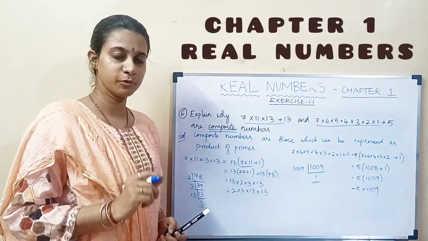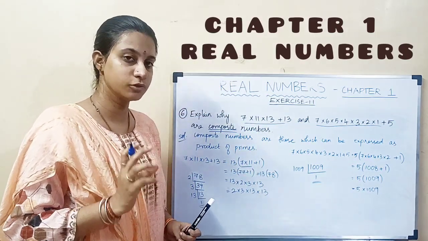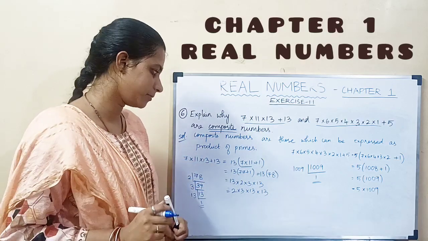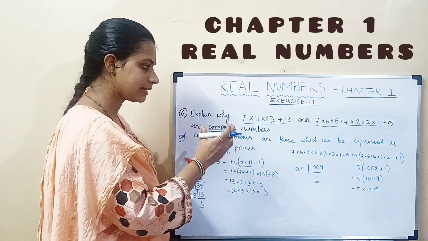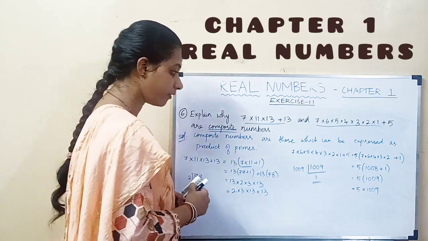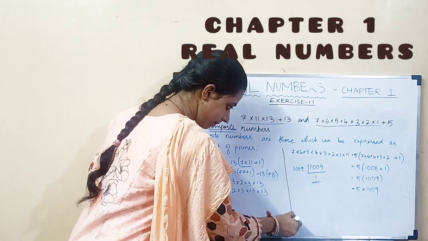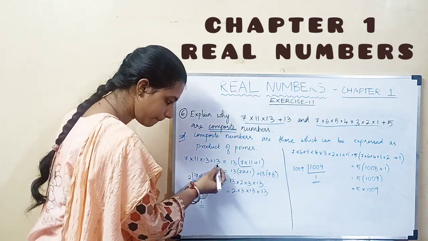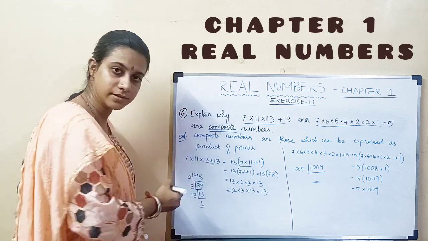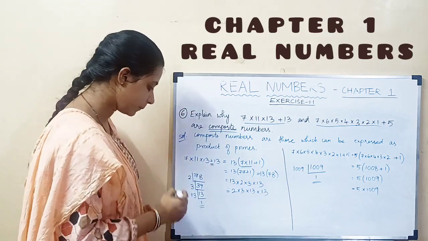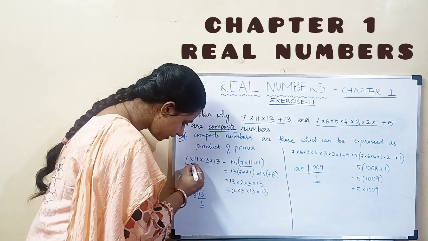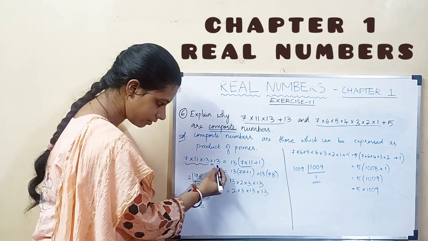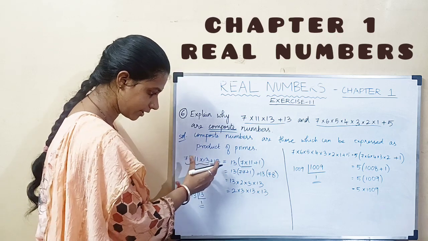First, let's see what composite numbers are. Composite numbers are those which can be expressed as a product of primes. Now, let's consider the given numbers one by one. First, we will consider 7 into 11 into 13 plus 13. Here in between there is an addition sign, a plus sign. So this is a number on the left side of the plus sign and 13 is on the right side of it.